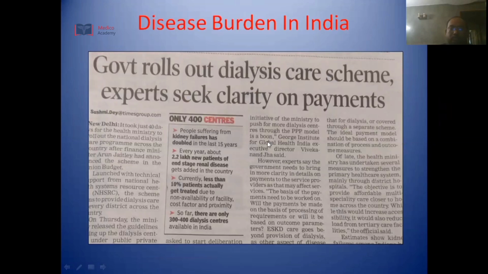This was a news recently in the newspaper. This very well says the disease burden of dialysis in India, where the government is also thinking of putting up various dialysis centers throughout the country.